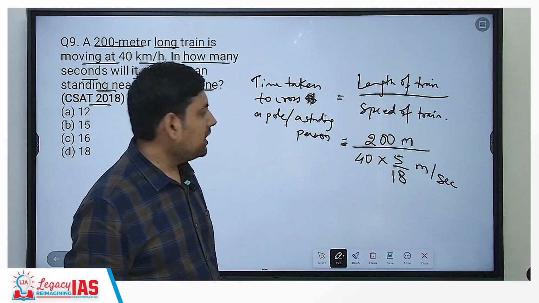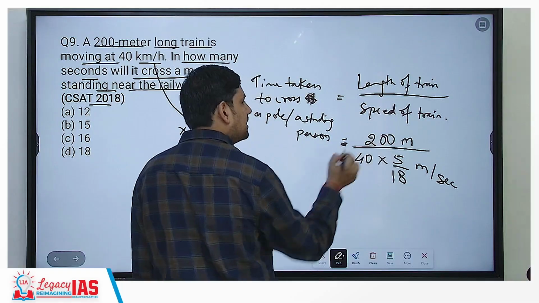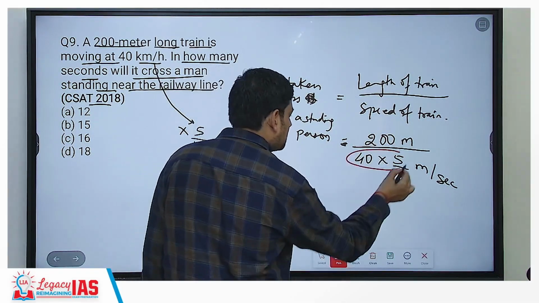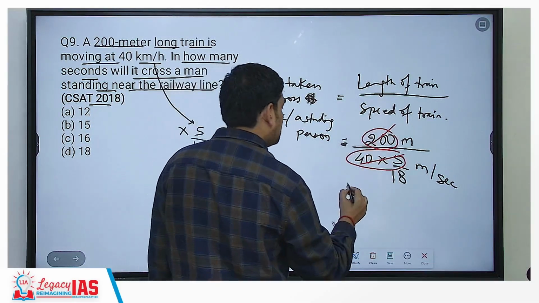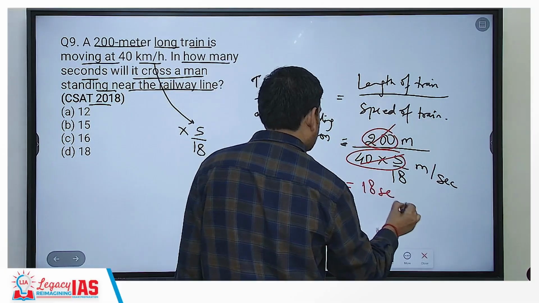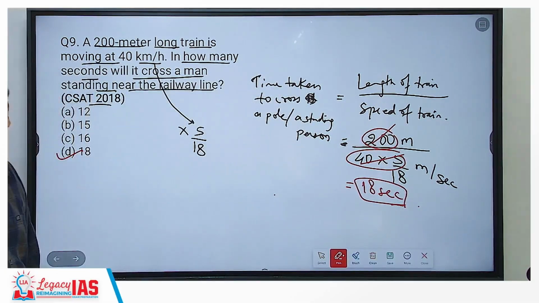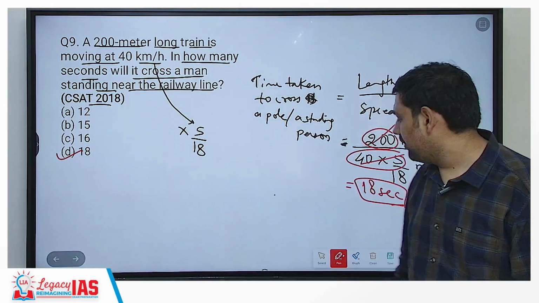Correct? How many times will this get cancelled out? Can you see 40 into 5 is 200 and this is also 200? Correct? 40 into 5 is 200. This is 200. You can cancel both of them. What you get, 18 will go above. So you will get 18 seconds as your answer. So your answer becomes 18 seconds. Same as before.